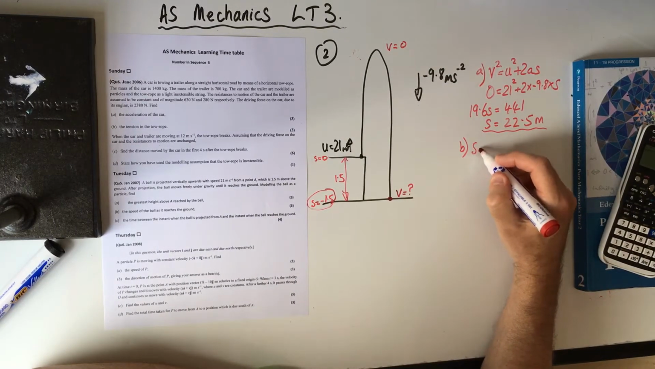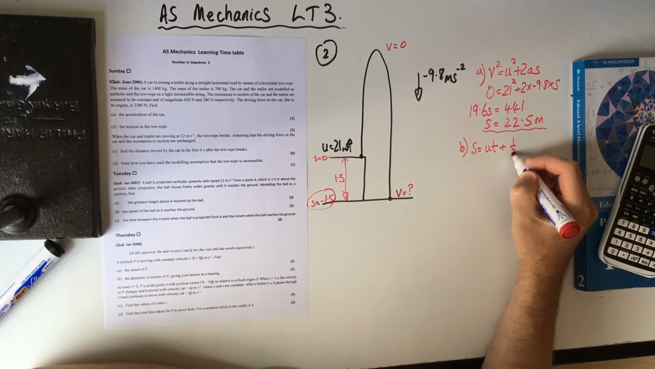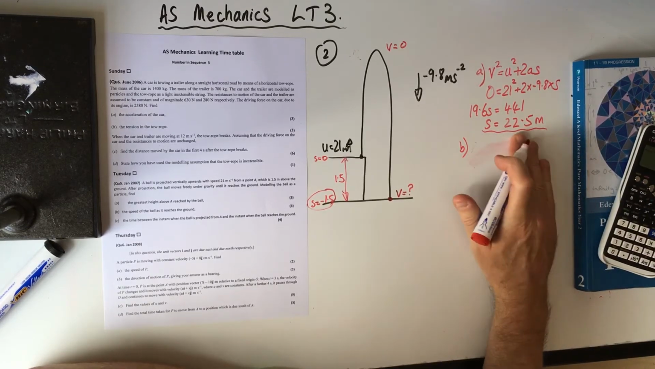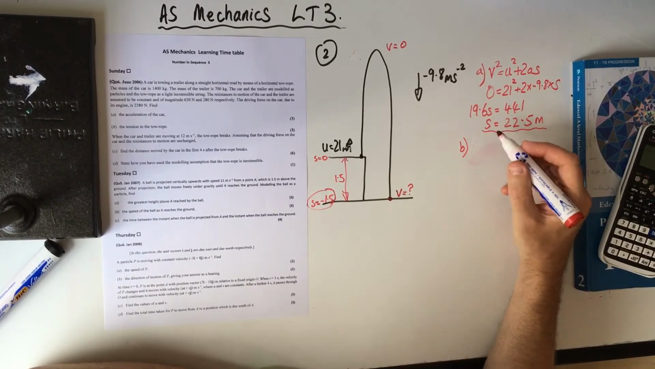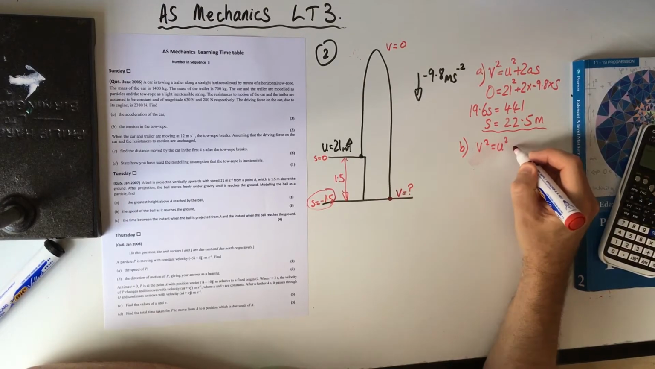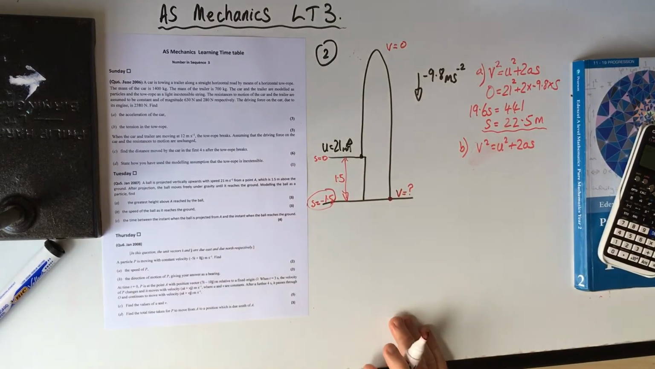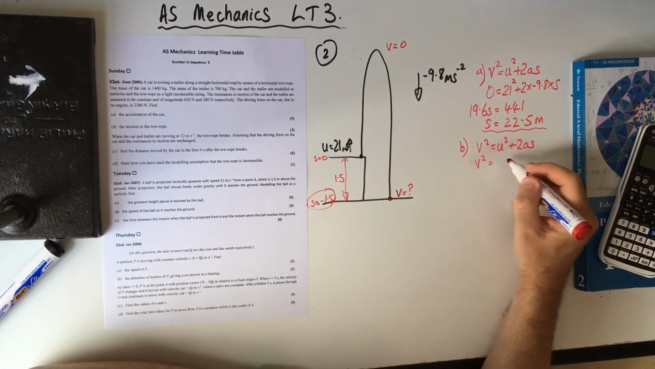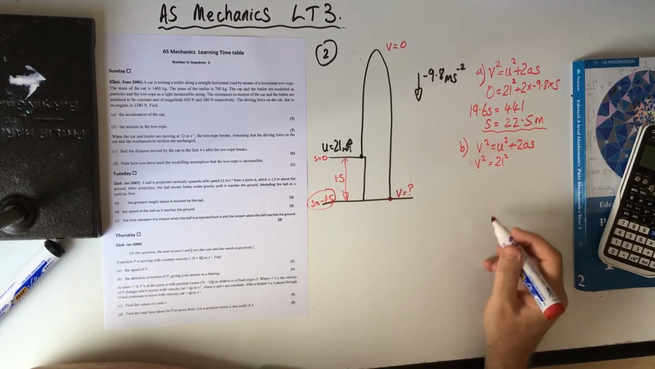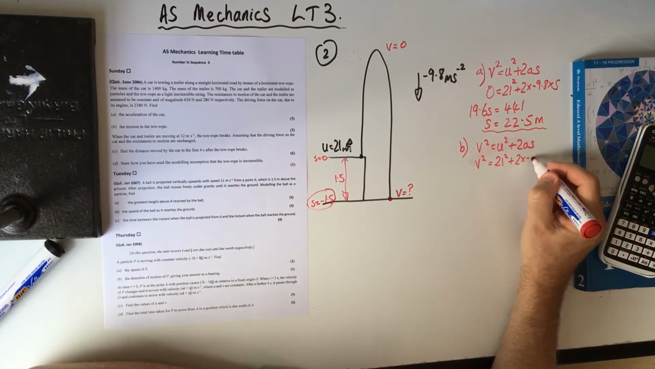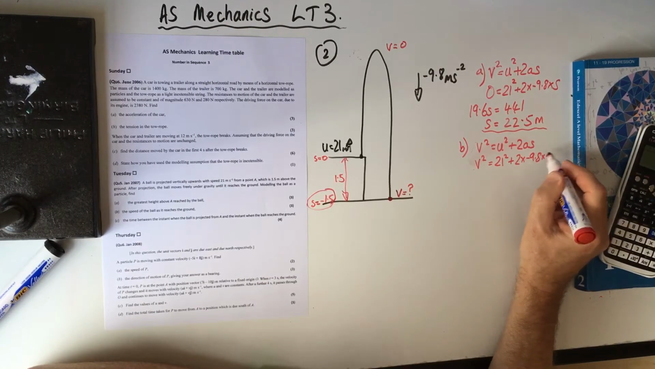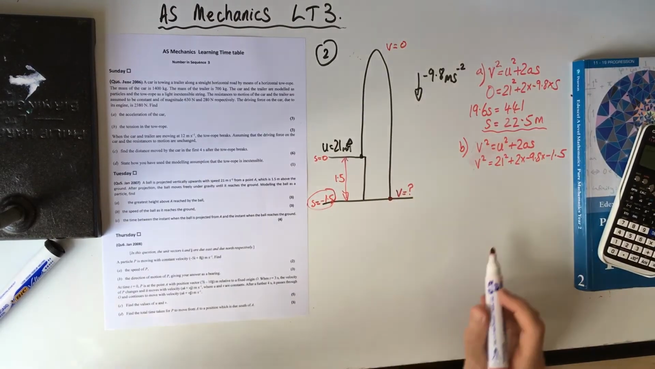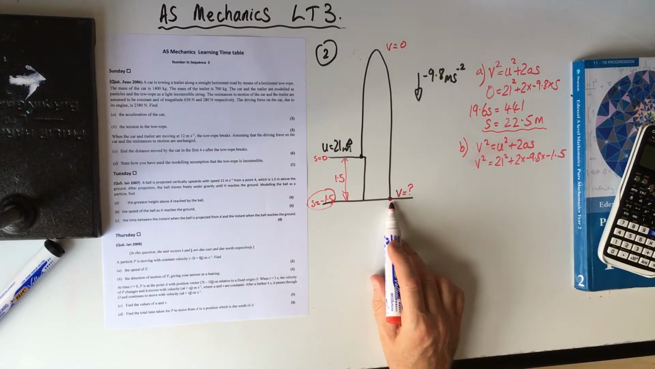So we can go s is equal to ut plus a half at squared. No, we don't want to use that. Talking absolute rubbish. v squared equals u squared plus 2as again, that's what we're going to use, everyone. So the velocity squared is equal to the initial velocity squared, 21 squared, plus 2 times minus 9.8 times minus 1.5, because that's that point there. We want to find the velocity when it's at minus 1.5.